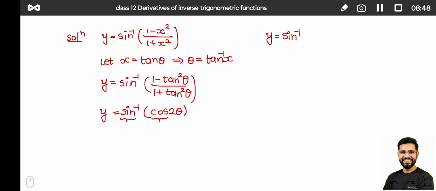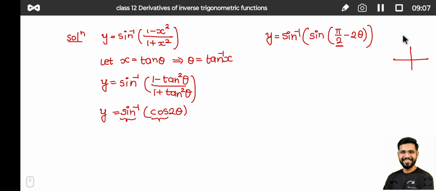Now cos 2 theta can be written as sine bracket pi by 2 minus 2 theta. Okay, at pi by 2 the function is changing, meaning sine becomes cos, and for pi by 2 minus, okay, if I draw, pi by 2 is here. So pi by 2 minus means first quadrant. In the first quadrant all are positive. So sine of pi by 2 minus 2 theta, the answer will be again cos 2 theta only. Okay, so cos 2 theta can be written as sine of pi by 2 minus 2 theta.